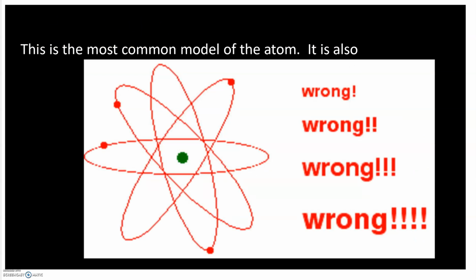So we're going to start by saying that this common model of the atom that has been in use since the early 1900s is wrong. So we're going to completely ignore this model. Anytime you see it, you'll know that you have a superiority, because you know that this is not how an atom really works. How does it work?